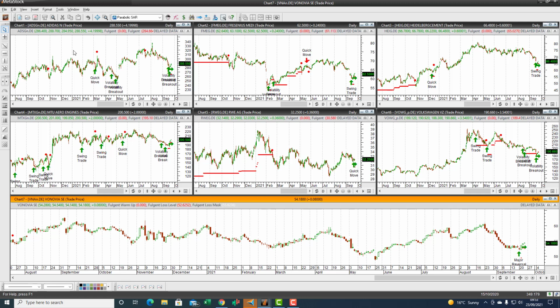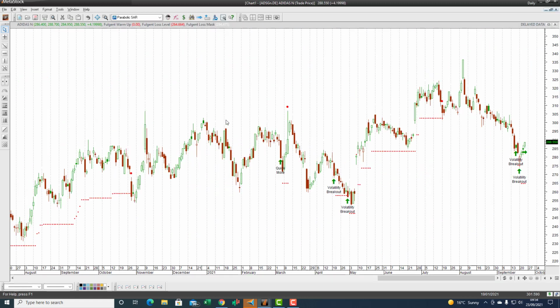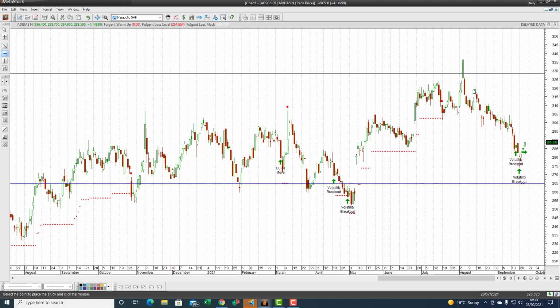We'll start with Adidas, and we can see a volatility breakout, fantastic trade there. The AI puts an automatic trailing stop loss in, around about 265 here, and that's the trailing stop loss for this volatility breakout. So it's still in a long. The upside target for the profit target would be this resistance zone up here.